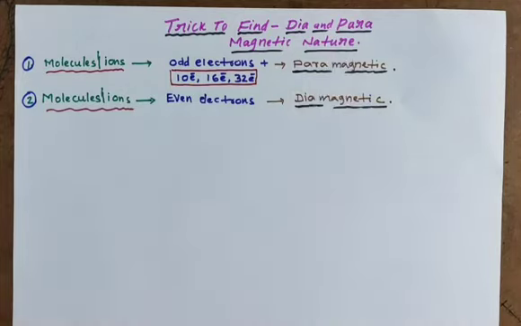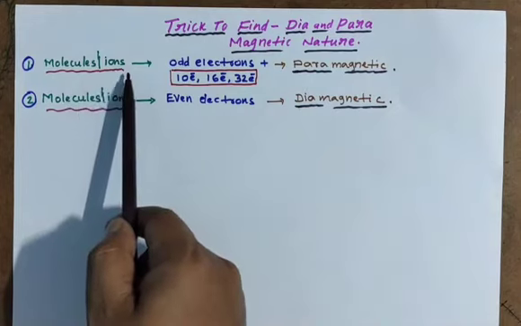For NEET, JEE and other competitive exams, they will ask which of the following is paramagnetic, which of the following is diamagnetic, questions like that. So to answer in less time, just 5 to 10 seconds, I made a trick.